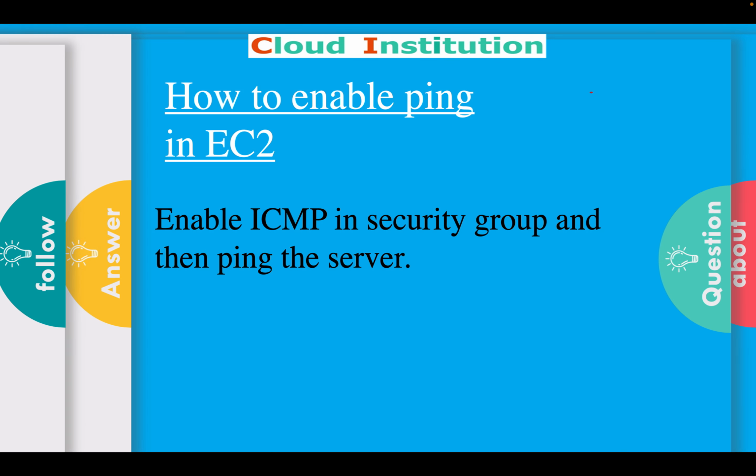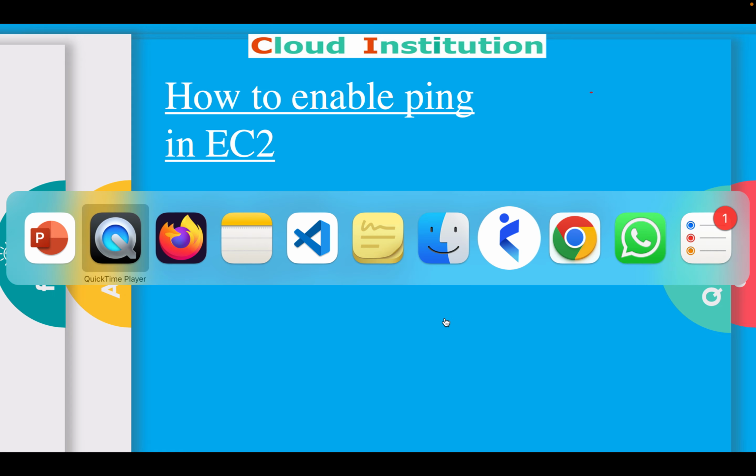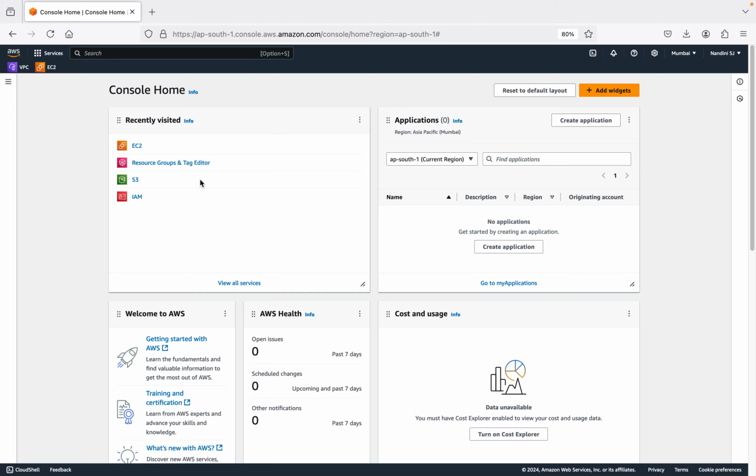So how do you enable ping in EC2? Enable ICMP in the security group, then ping the server. We are going to see in a real-time scenario how this works. Now I'm going back to my console. This is my EC2 console, so I'm going to EC2.